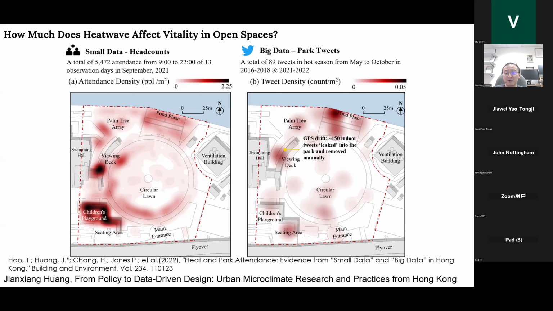And that is about 150 indoor tweets that were mistakenly labeled as outdoor tweets in the park. And presumably, when we drilled into it, these tweets are from people hooked up to the Wi-Fi from the swimming hall. And consequently, they were mistakenly labeled as outdoor tweets. So this is also a message for us to take seriously that on a large scale, if we don't do data cleaning, if we don't check the big data carefully, we may mislead findings. So this is a bit of a reflection on the wave of big data studies we've been seeing in some domains, including our own.